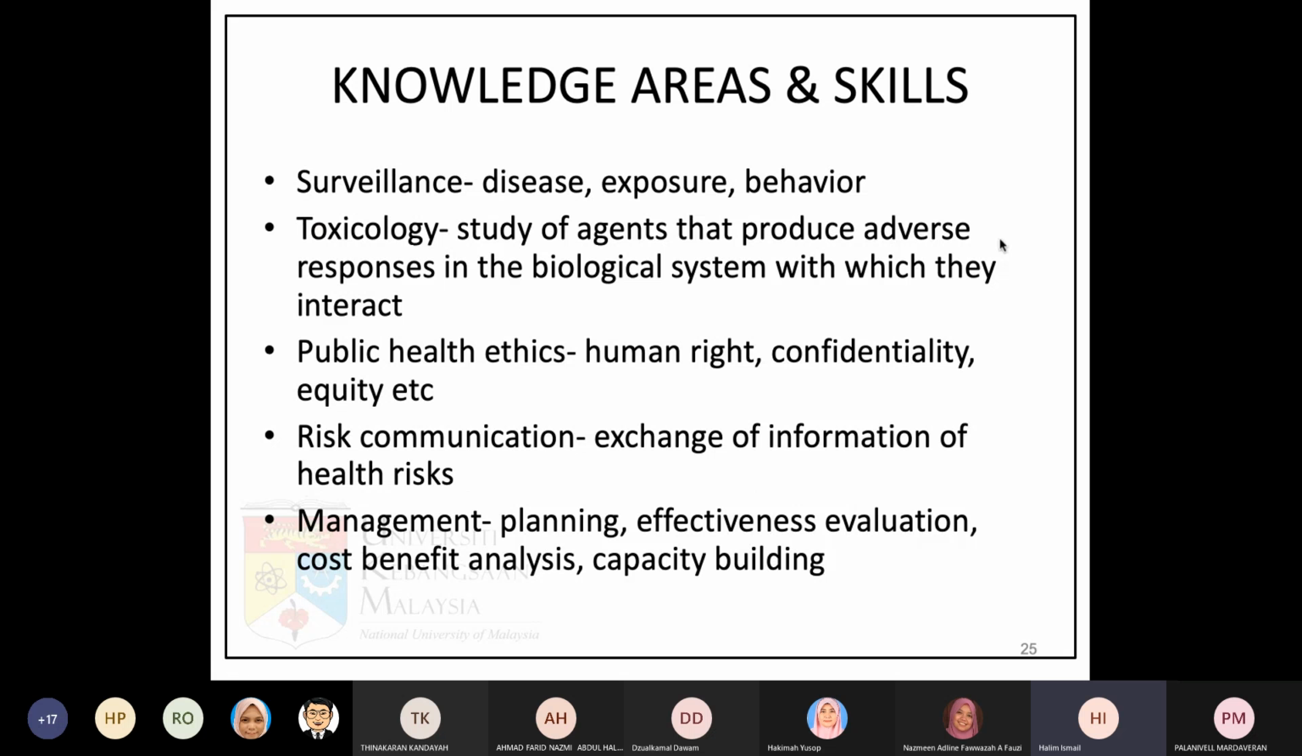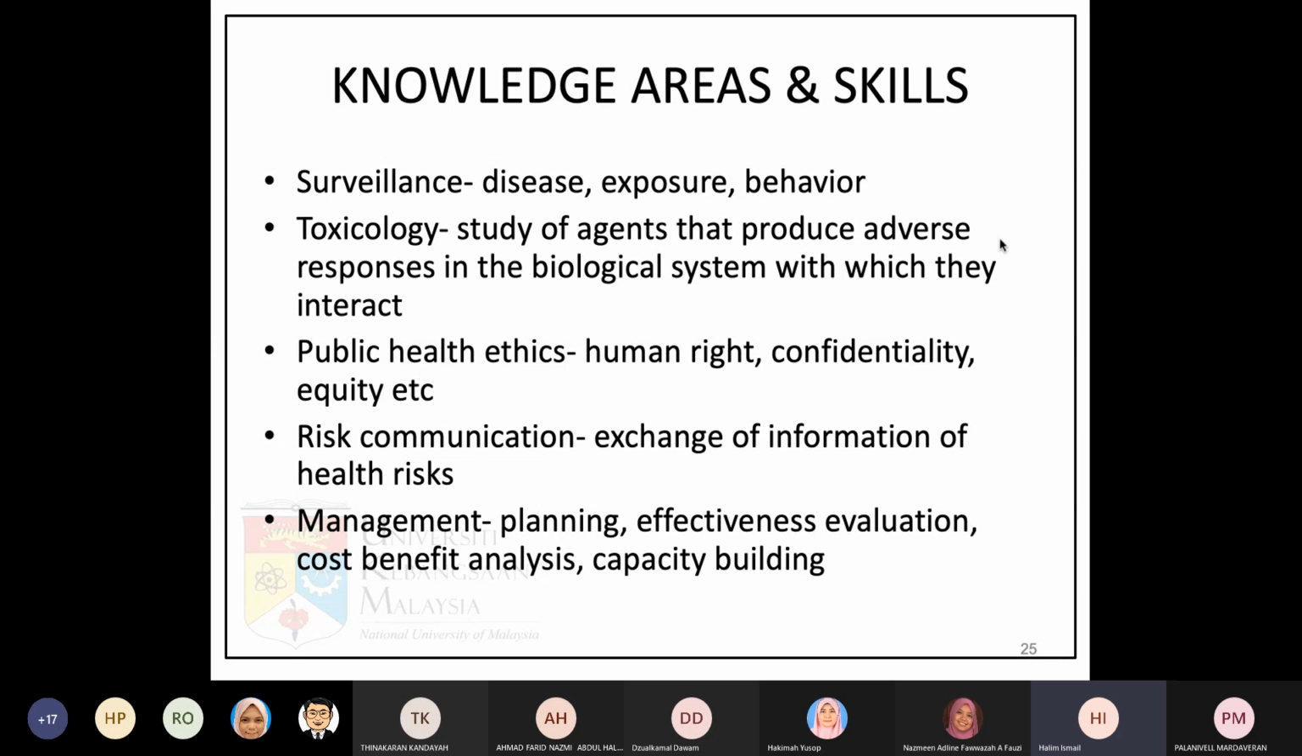In terms of doing surveillance, you need to know about the disease, how people are being exposed to the hazards, and what are the behavior of the population that makes them exposed to the hazard. And then also behavior of the hazard as well. You need to know. Okay.